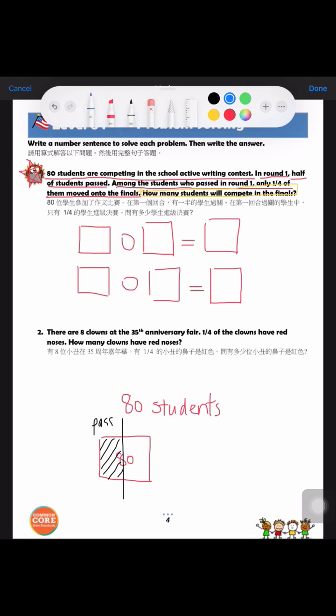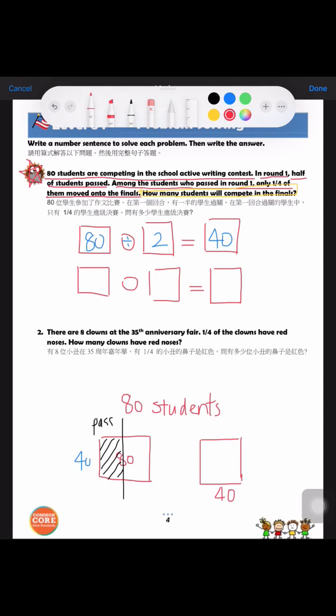Okay, let's write the number sentence together. So 80 students, and we need to find the half, so we divide it by 2. 80 divided by 2 equals 40. So 40 students passed in round 1. And then we need to find how many students compete in the final. And we know that 40 students passed in round 1.